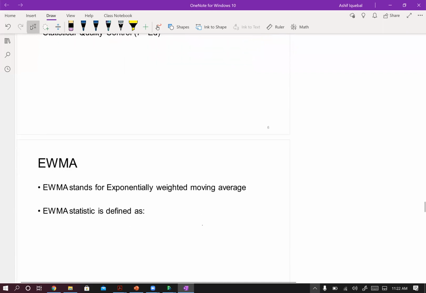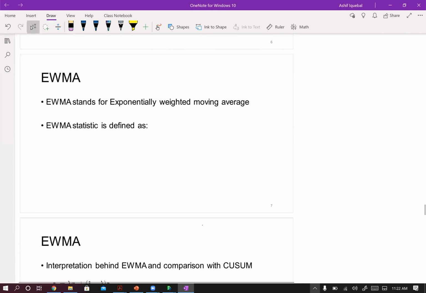Right, so now we have seen a CUSUM chart. Another type of control chart that also takes memory into consideration is called the exponentially weighted moving average, or EWMA. The concept is similar. We want to take into consideration the past data to plot our control chart. And this one is called EWMA.